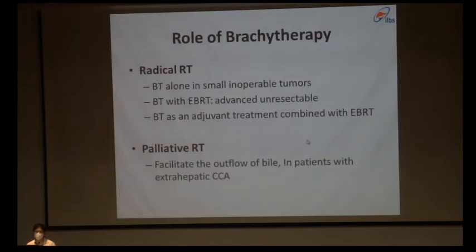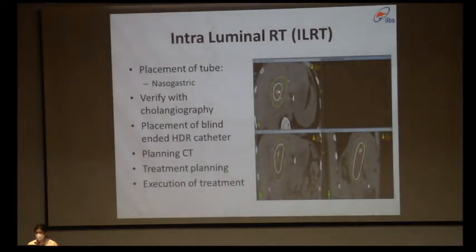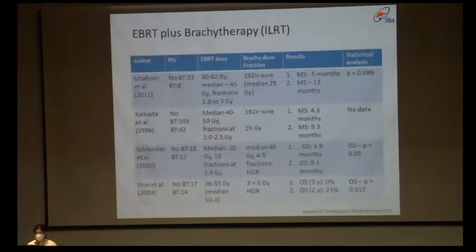The other modality of radiation therapy is brachytherapy. It can be given for radical purpose and as palliative radiation therapy to facilitate the outflow of bile in patients with extrahepatic cholangiocarcinoma. It can be done by the ILRT technique, that is intraluminal radiation therapy, in which the tube is placed via the nasogastric route, and then the blind HDR catheter is placed in that tube, and after planning, the radiation can be delivered. The purpose of this type of radiation therapy is to give maximum dose to the tumor and prevent the spillage and other side effects to the remaining organs at risk.